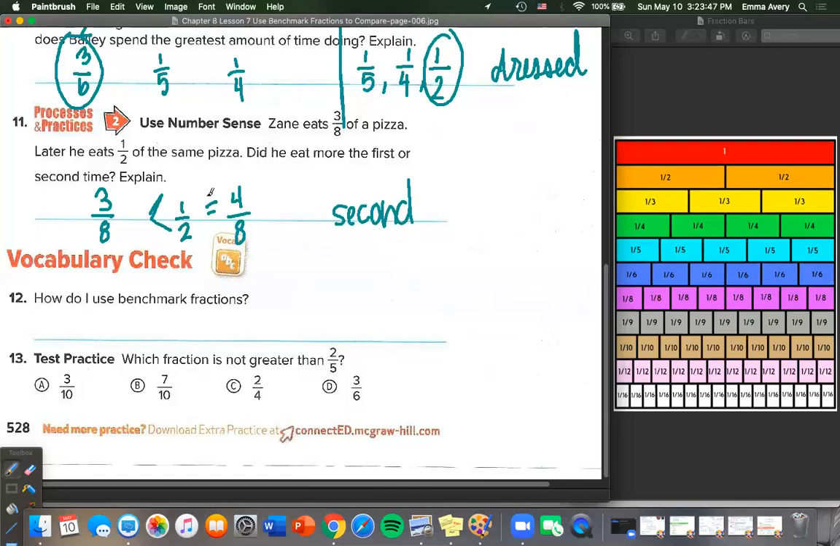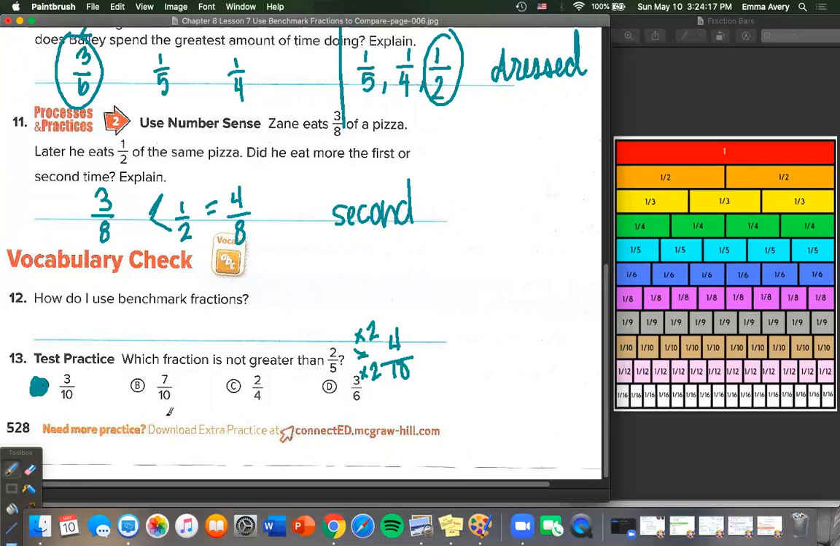So which fraction is not greater than 2/5? So 2/5, well, let's look through. Let's look at A, 3/10. Well, let's make 2/5 have the same denominator. That would be 4/10 because we multiply each side by 2. So is 4/10 greater than 3/10? Yes. So this could be our answer, but let's check our other ones.